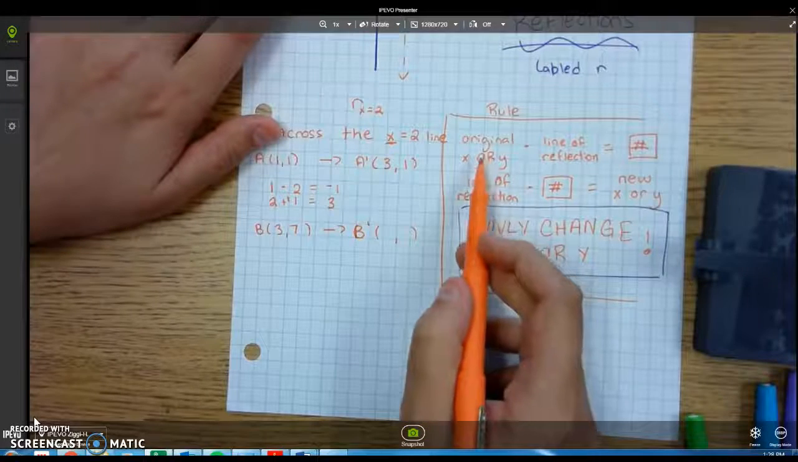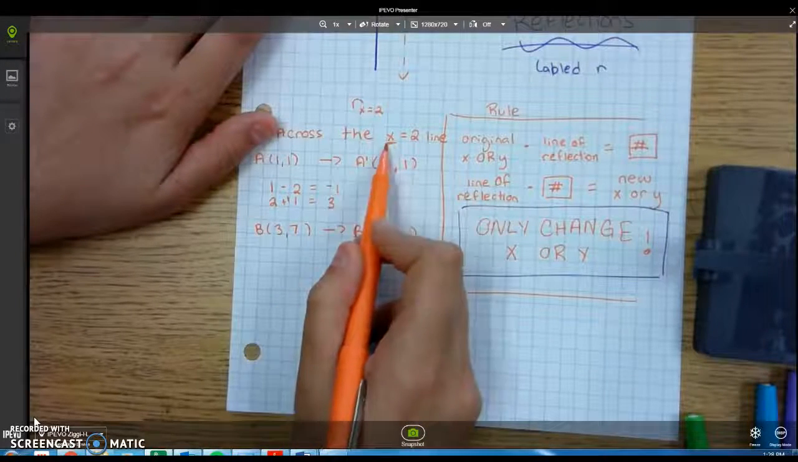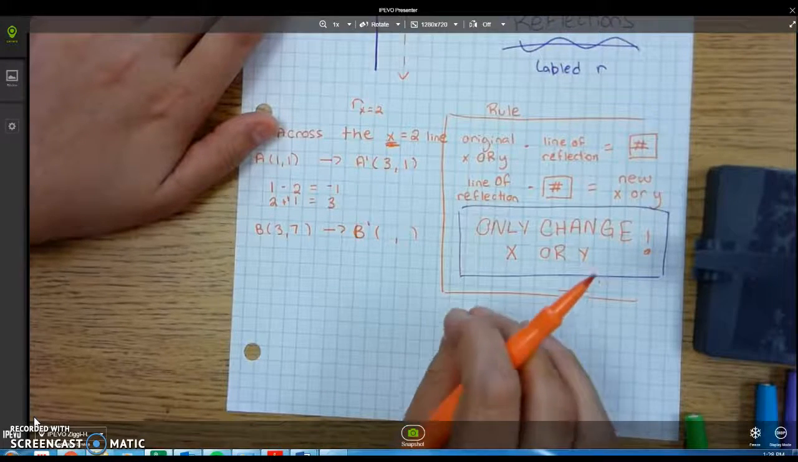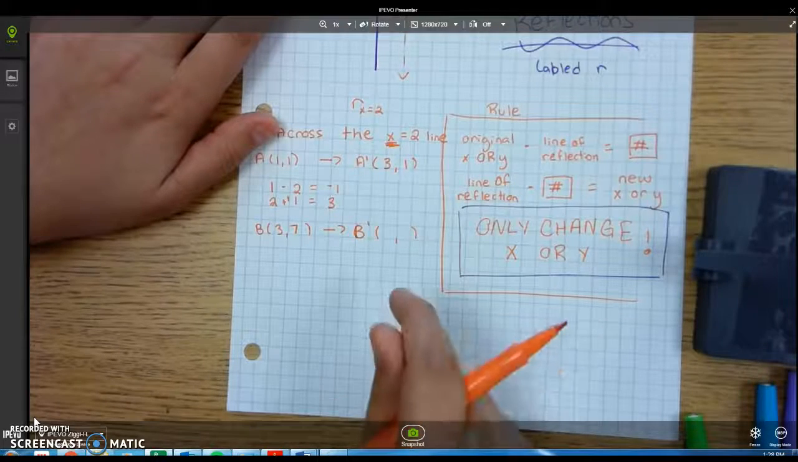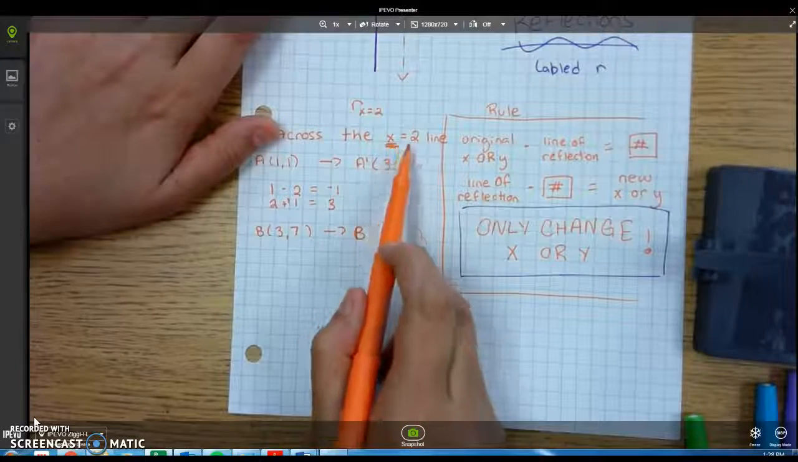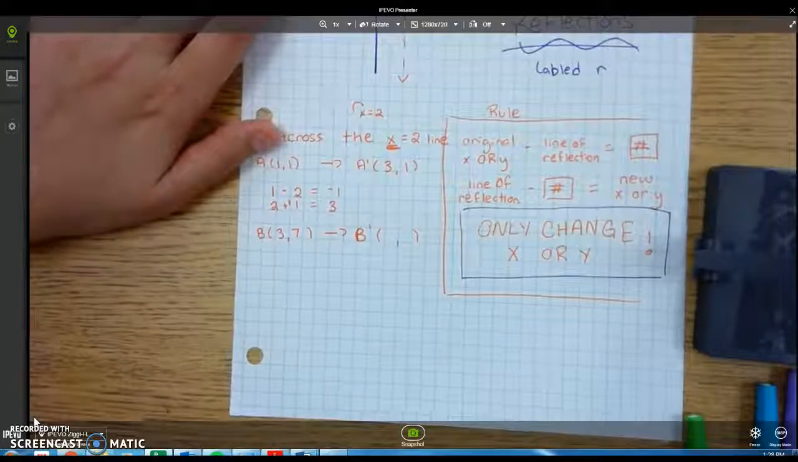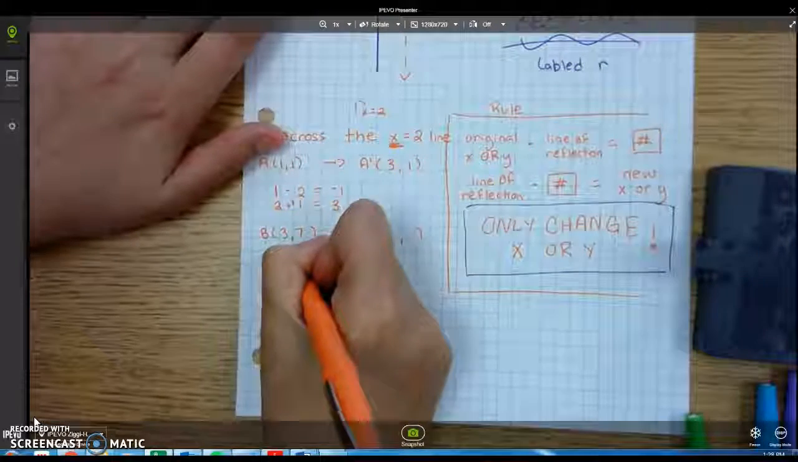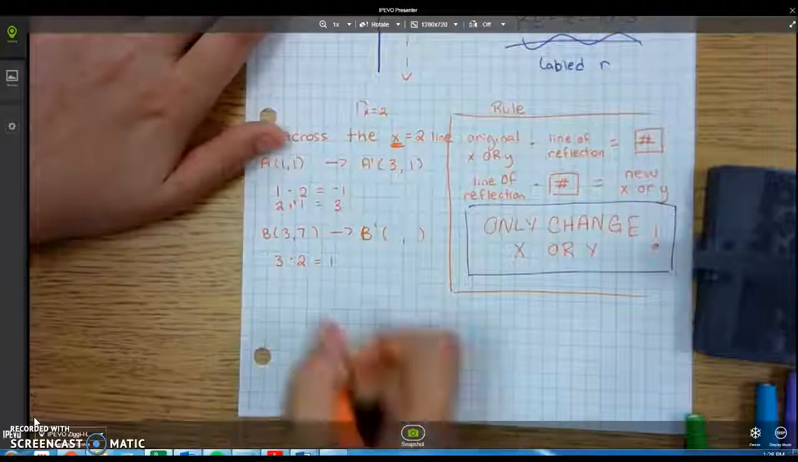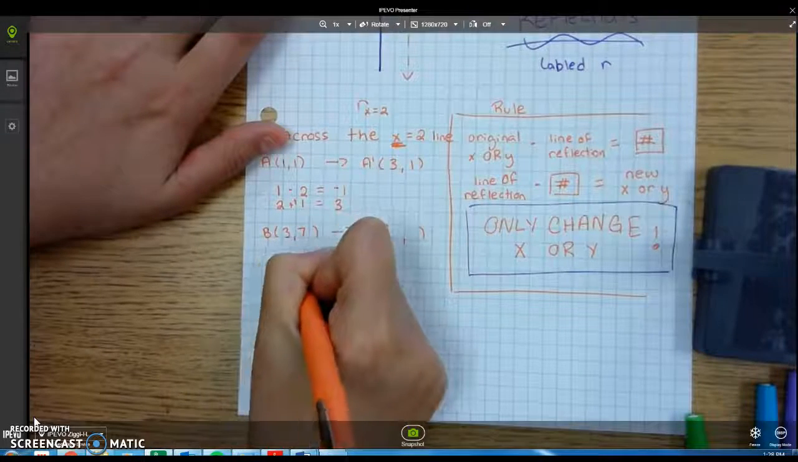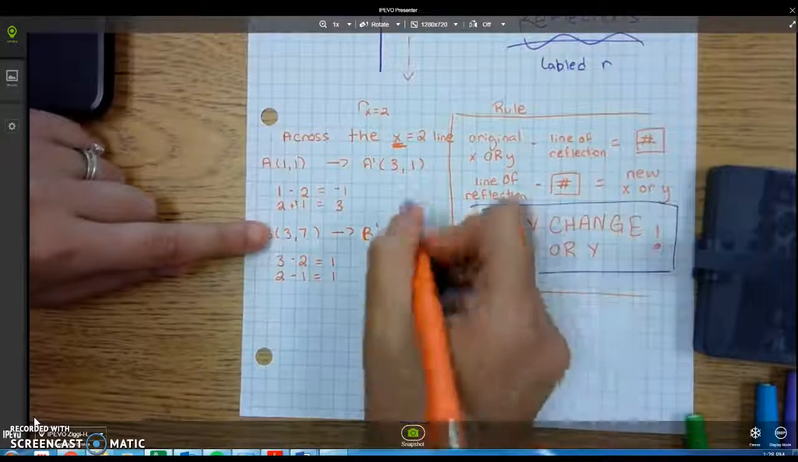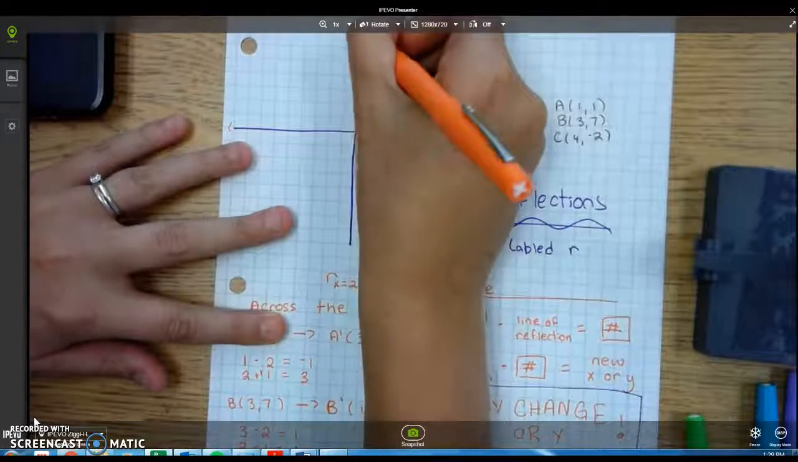So I'm going to take my original x value, because I'm reflecting across an x number, not an x-axis, an x number. If I reflect across the x-axis, my y would change, right? But we're reflecting across x equals a number. So my x value is going to change. We're going to do 3, because that's my number, minus my line of reflection, equals 1. And then my line of reflection minus the number I just found, that is 1 again. So we're going to have 1, 7.